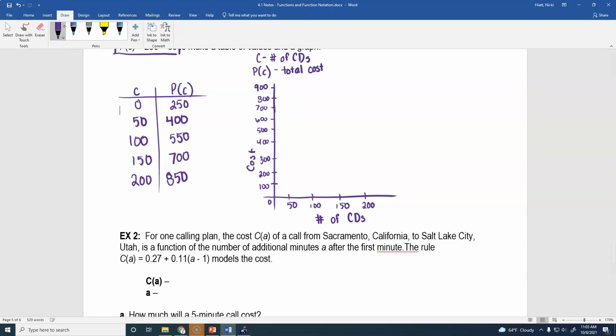So 0, 250 would be right here. 50, 400 would be here. 100, 550 would be about here. 150, 700 would be here. And then 200, 850 would be right here. And mine does not look like a perfectly straight line, but it should be. But whenever you draw these by hand, sometimes it doesn't look perfect.